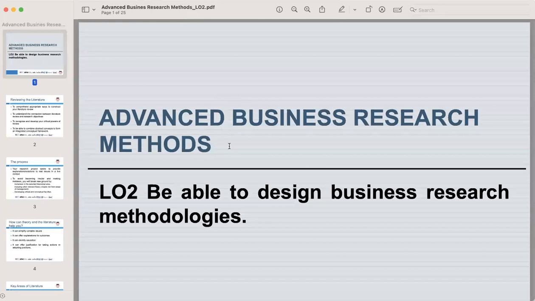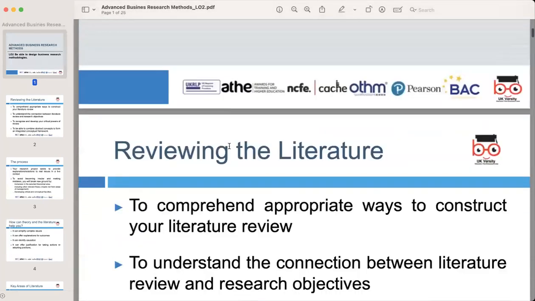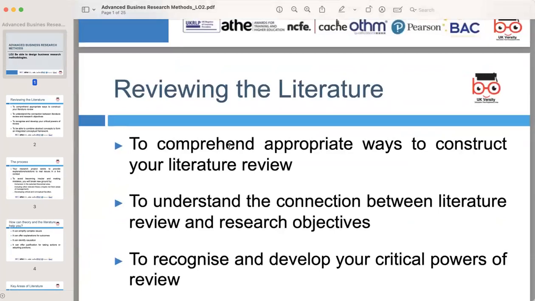So let's get started reviewing the literature. First of all, we'll talk about what a literature review is. A literature review is a critical analysis of existing research and scholarly articles related to a specific topic. It serves as a foundation for your own research by providing an overview of what has already been done and what knowledge gap exists in the field.